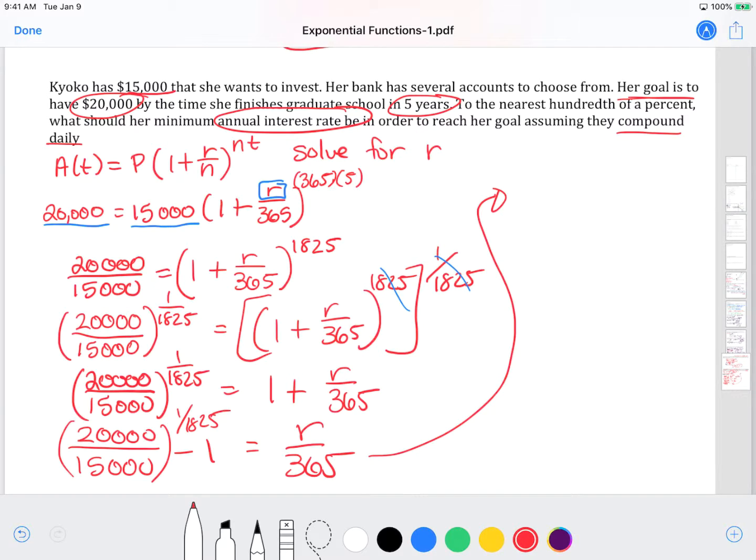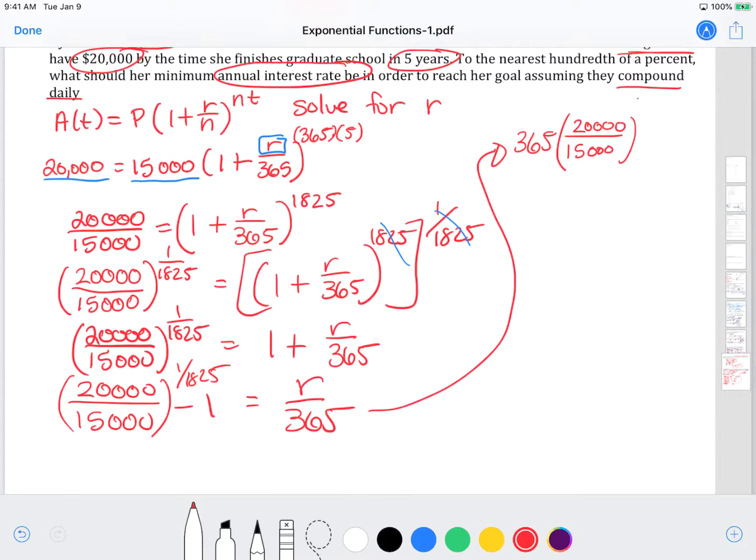Finish it up here, we're almost done. And then the last step to solve for r is to multiply both sides of the equation by 365. So I'm going to have 365 times 20,000 over 15,000 raised to the power of 1 over 1825 minus 1. And that's all equal to my r, because when I multiply both sides by 365, I get rid of this 365 down here.